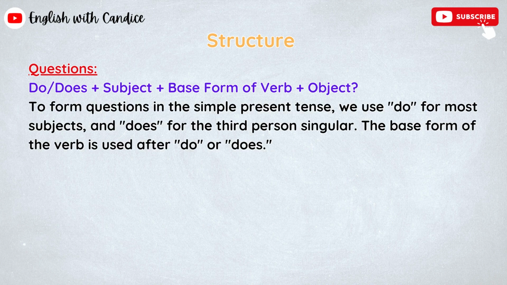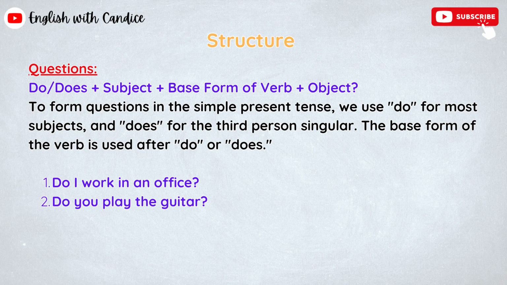In forming questions, our sentence structure is as follows. We begin with do or does, followed by the subject, then the base form of the verb, followed by the object, and we always end our sentence with a question mark. For most subjects, we use do, and does for the third person singular. Let's look at some examples. Do I work in an office? Do you play the guitar? Does he go to school?